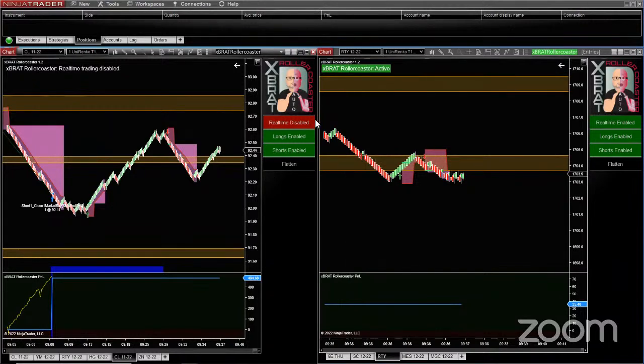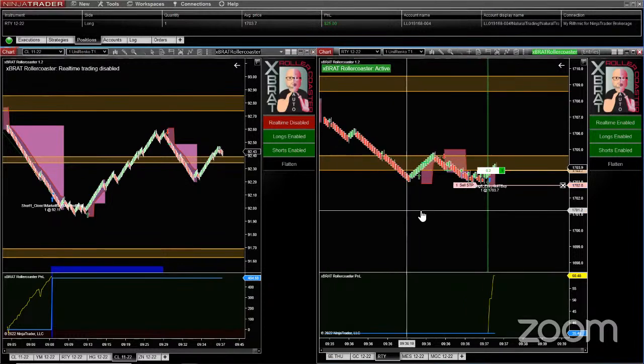And again, if you're jumping in and out of something like oil, like I have today, you've got to make sure if you walk away from the computer, you've clicked that real-time enabled, disabled type thing.